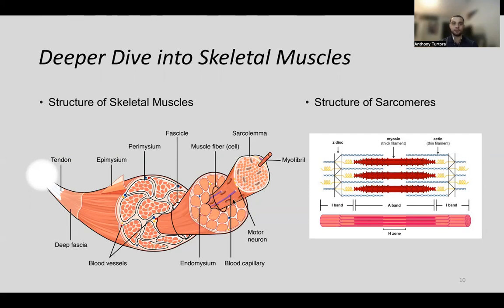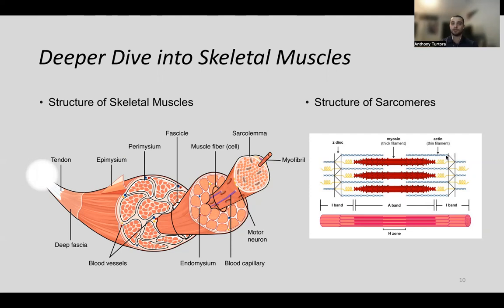Going a little bit deeper, the cell membrane of the muscle cell is called the sarcolemma. So that's this here. And then inside of each muscle cell, we have a myofibril, and these are composed of sarcomeres, which is what you see here. Sarcomeres are the basic contractile units of muscle cells. They're composed of thick filaments, which is the myosin here. They're also composed of thin filaments, which is actin.